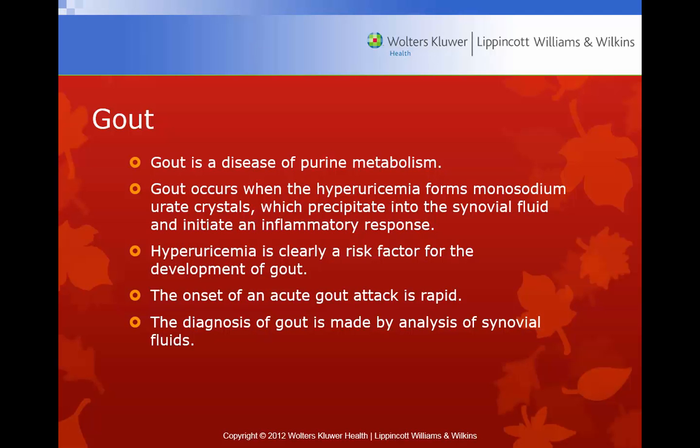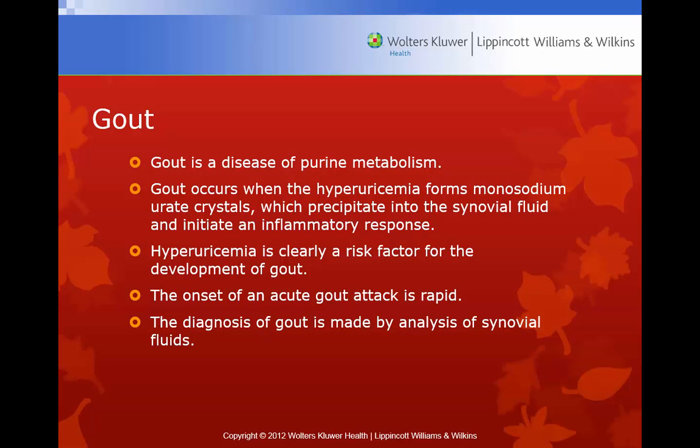Gout is a disease of purine metabolism. It occurs when hyperuricemia forms monosodium urate crystals, which precipitate into the synovial fluid and initiate an inflammatory response. Hyperuricemia is clearly a risk factor for the development of gout. Hyperuricemia is an elevated uric acid level.